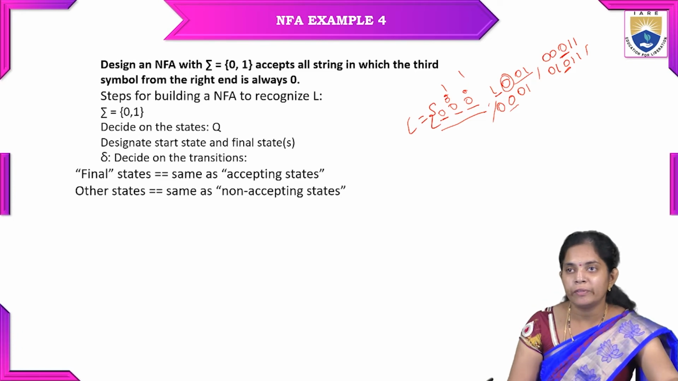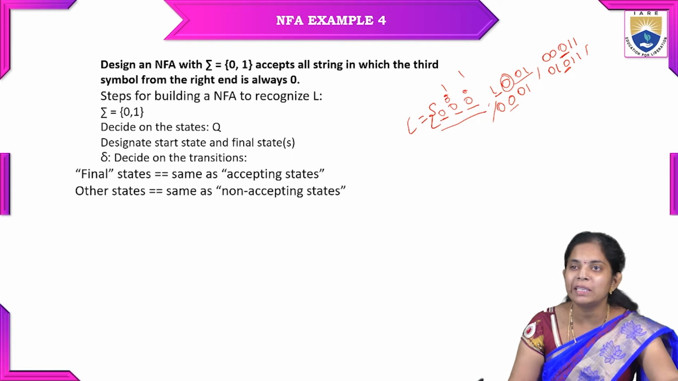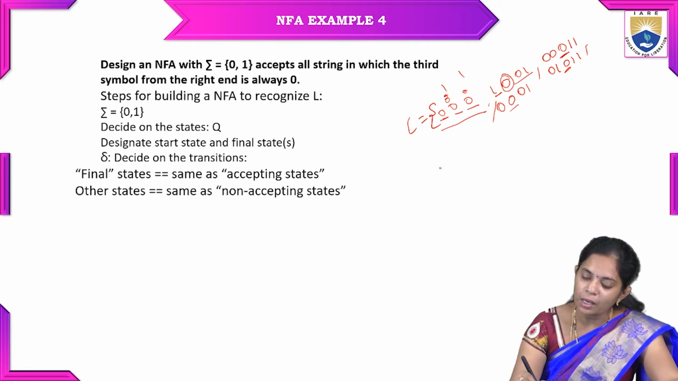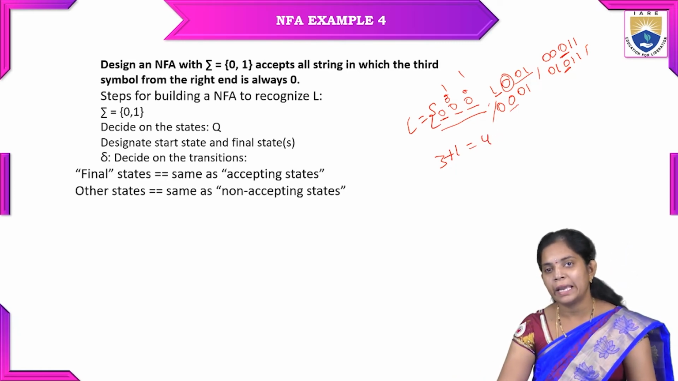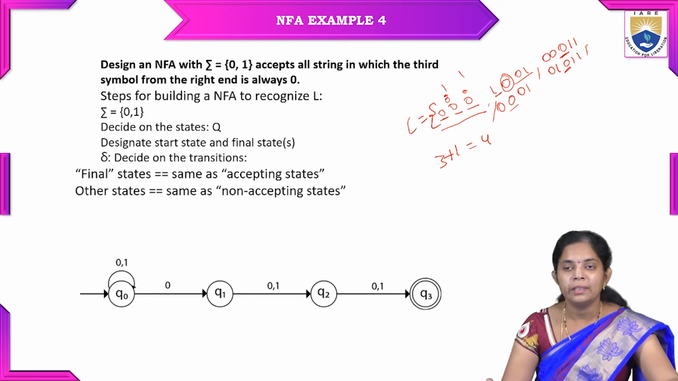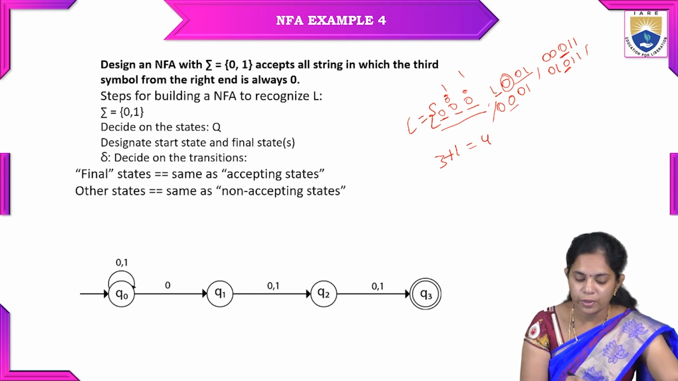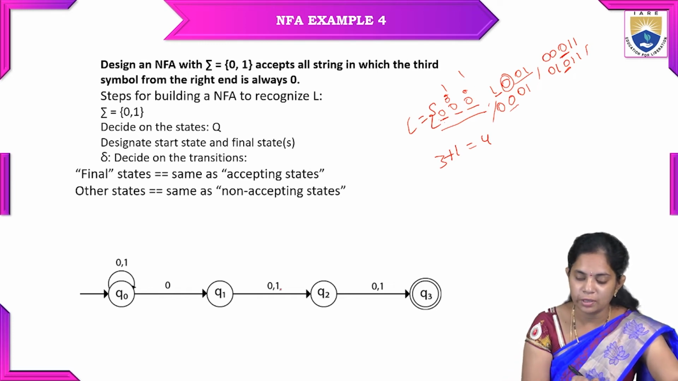For this one, how many states do we need for the construction of the NFA? The minimum length is 3, so 3 plus 1 is equal to 4. We require 4 states. Let's see how to construct an NFA for this one. Here is the example. First, we have to satisfy the first condition. So the first minimum length is 0, either it is 0 or 1. It should be like this. So here the starting state is 0.